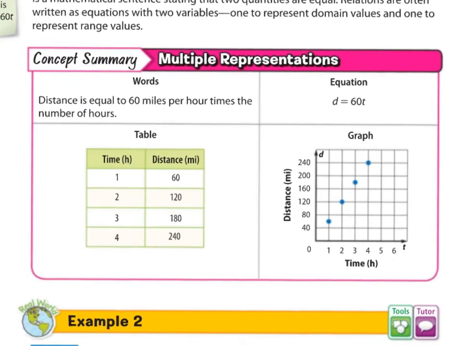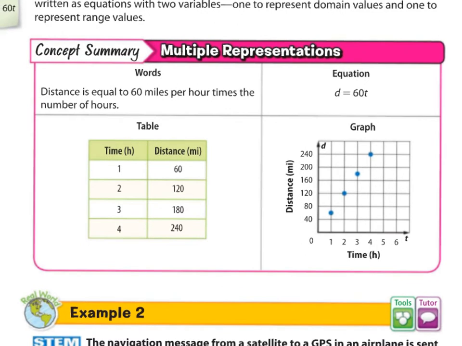Here's the concept summary. We have two different representations. Distance is equal to 60 miles per hour times the number of hours. So 60 miles per hour is our relationship. 1 hour would be 60. You would travel 60 miles if you traveled for 1 hour. If you travel for 2 hours, you would go as far as 120 miles. If you travel for 3 hours. Now that's assuming that you maintain the same speed the entire time.